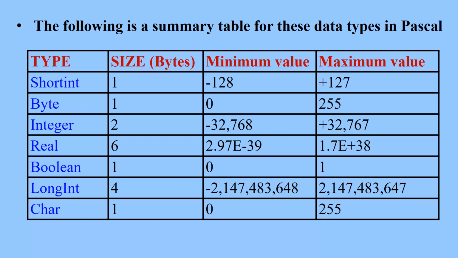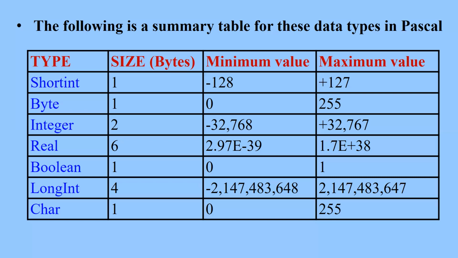For the minimum value, the real can accommodate 2.97 times 10 to power negative 39. Let me repeat that. Real can accommodate a minimum of 2.97 times 10 to power negative 39 all the way to a maximum value of 1.7 times 10 to power positive 38.